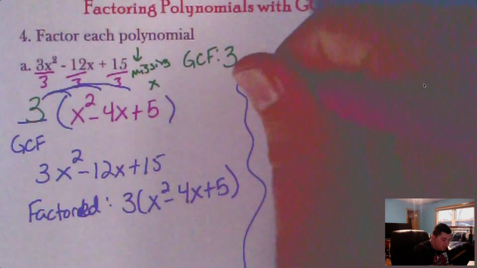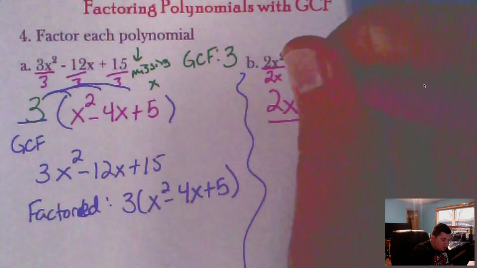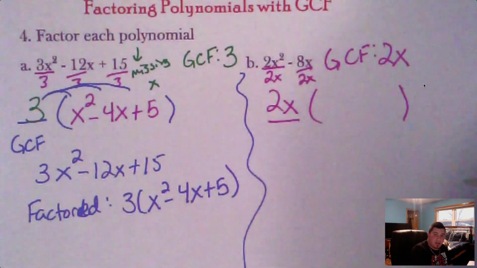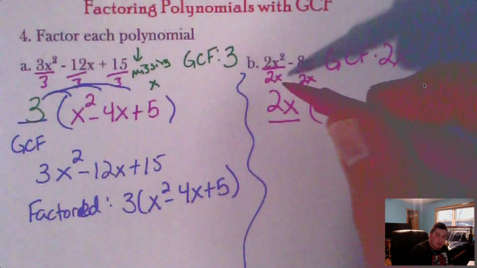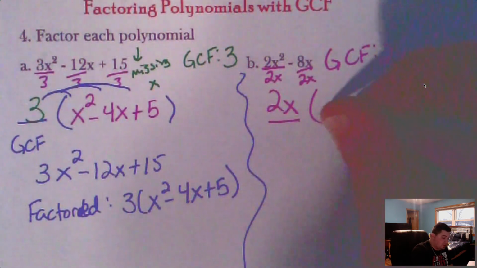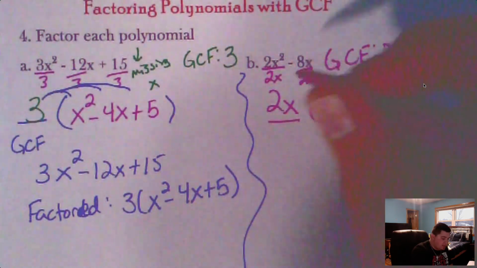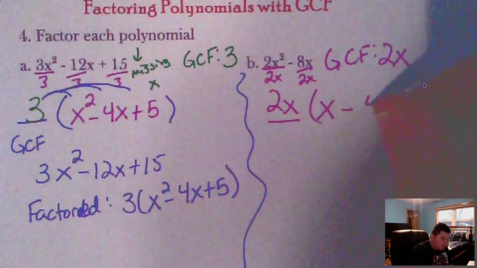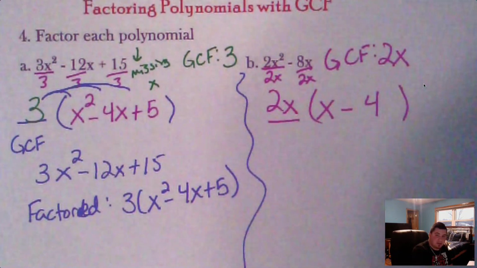What's left over? Divide by 2x. 2 divided by 2x... 2 divided by 2 is 1. X squared divided by 1x is going to be just an x left over. Negative 8 divided by 2 is negative 4. X's are going to cancel out.